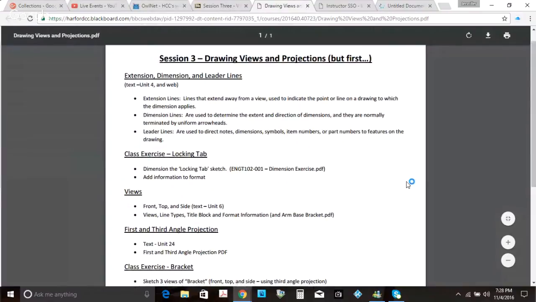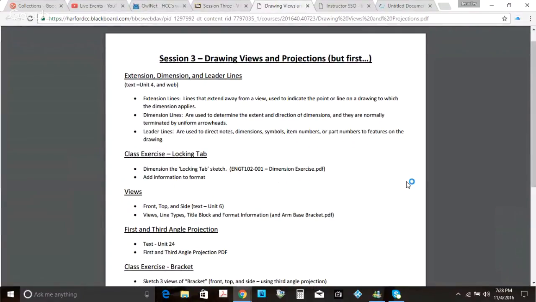The very first topic here: extension, dimension, and leader lines. Be able to identify them, not necessarily list them out like we said before, such as what are the 3 common line types. Just be able to identify these. If you're looking at a drawing and I point to an extension line and ask what kind of line this is, let me know that you know that's an extension line. Same with dimension lines and leader lines as well.